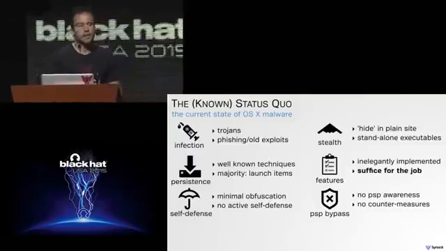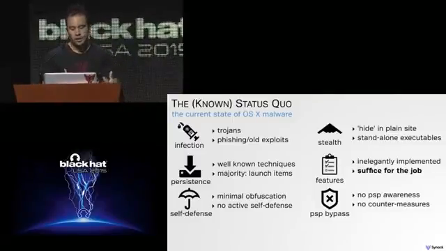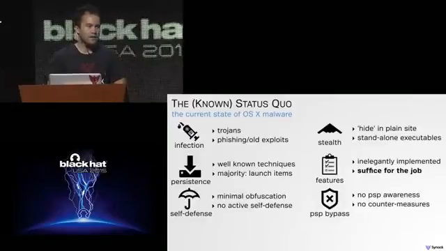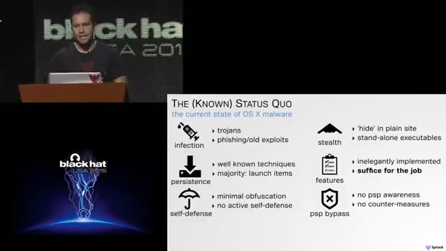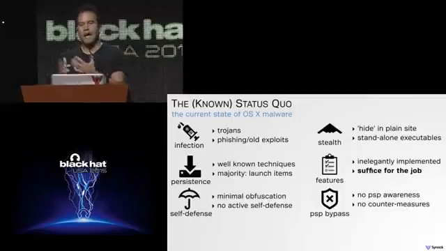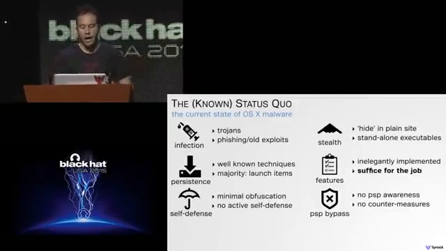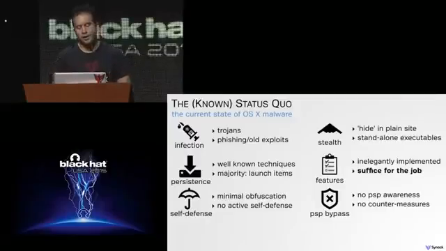In terms of self-defense, we see minimal obfuscation, and there's no active self-defense. Somewhat similarly, in terms of stealth, pretty much all just hide in plain sight. They will show up in Activity Monitor or in a process listing, but they name themselves Apple something or other, and that's how they try to hide. Also, they're all standalone executables, so again, they're going to show up in a process listing.